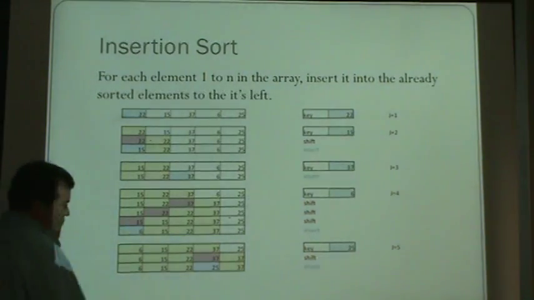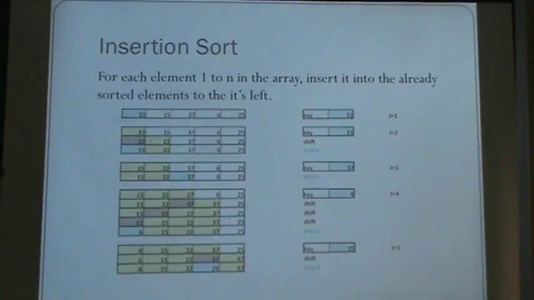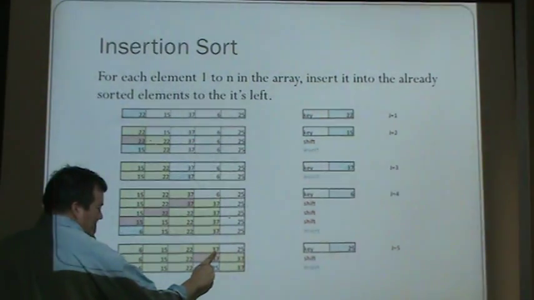Then we do the last thing for 25. We take 25, copy it into our temporary holding location, and ask ourselves, is it less than 37?